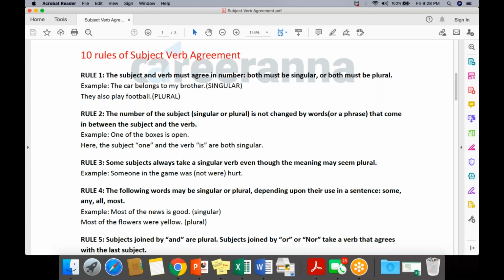Rule 1 is very simple. Sentence is very simple. Car. The verb is belong. Very easy. But what if there were different words in between which were acting as joining words? And that would make it tough for me to identify what is the subject my verb is talking about.